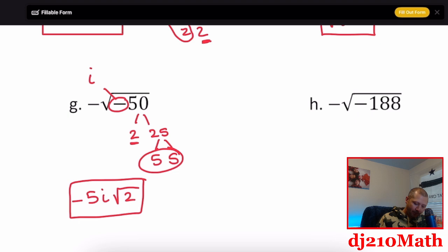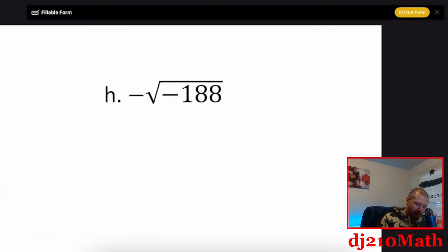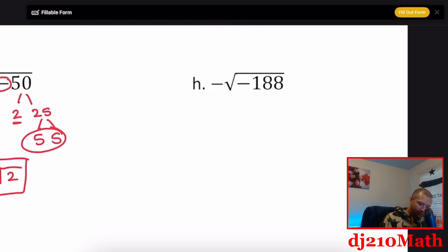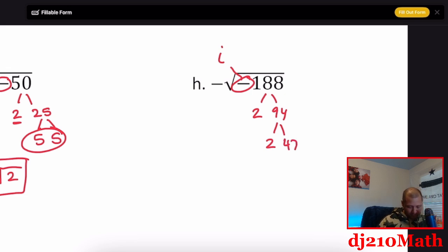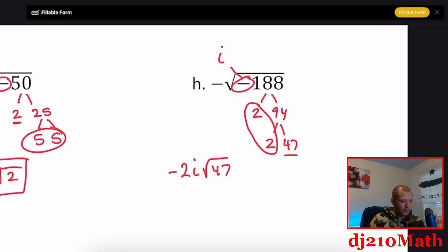Okay, I feel like there's a pattern here. I like it. The negative comes out as an i, so outside we have negative i. Inside, start breaking this down. 94 is 2 times 47. 47 is a prime number, so we can't go any further into that. The 2 is going to come out, so negative 2i, and 47 is left over: root 47.